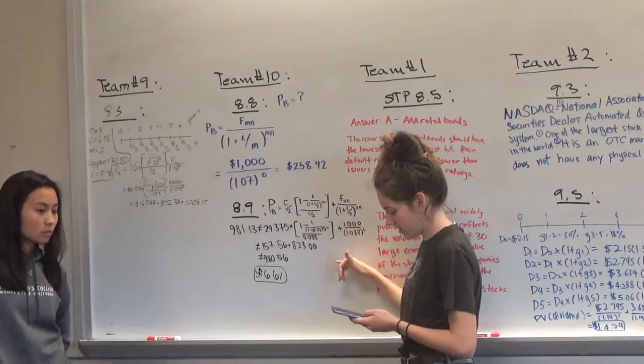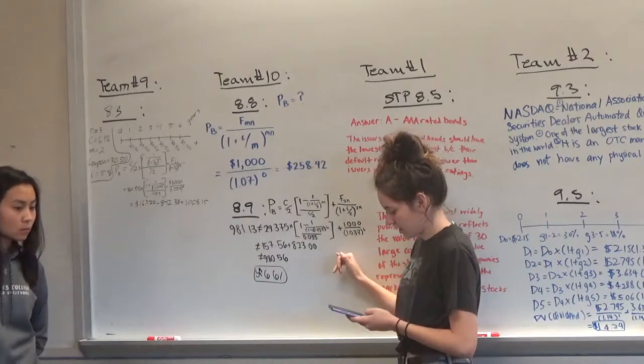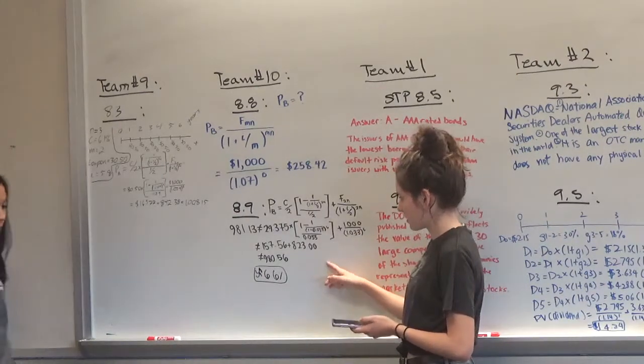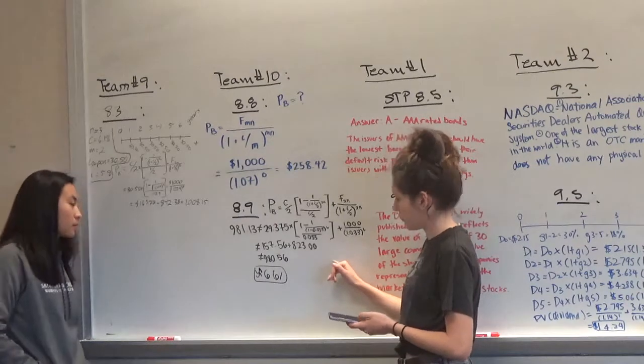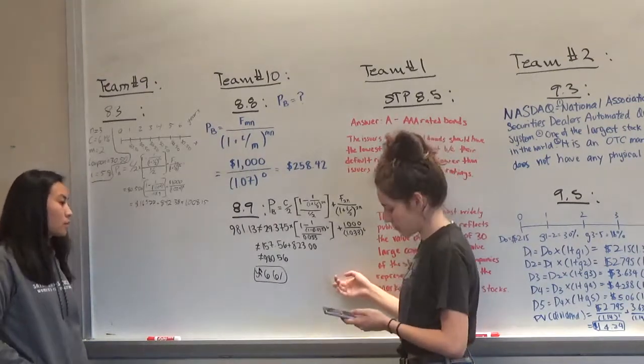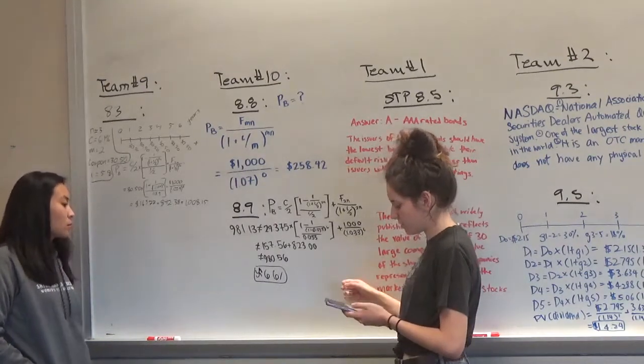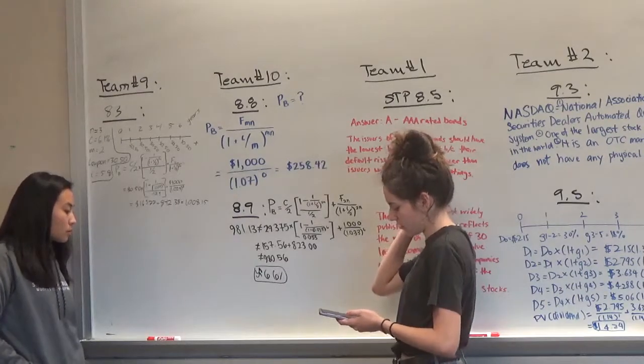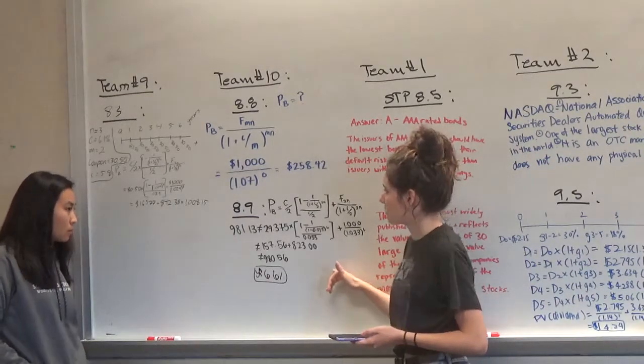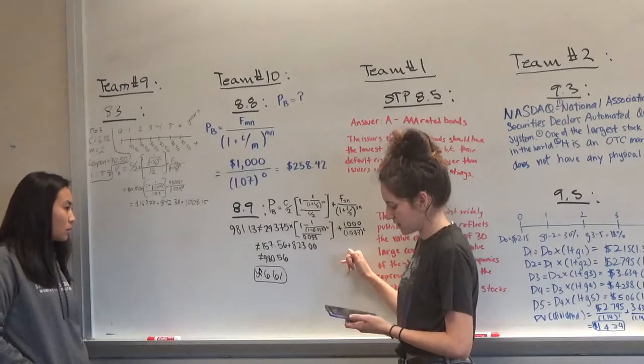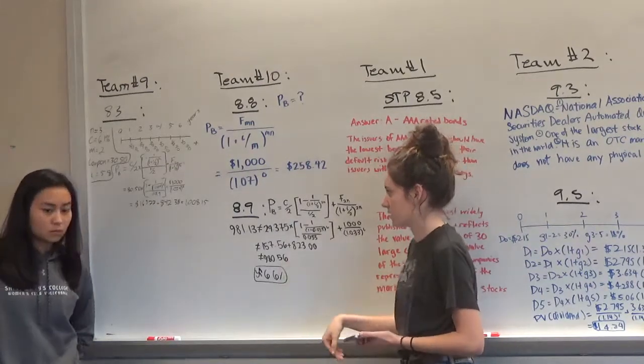The yield to maturity of a bond is the discount rate that makes the present value of the coupon and principal payments equal to the price of the bond, and we know that the yield to maturity is higher than the coupon rate, so we interpolated it at 6.6% to get 981.